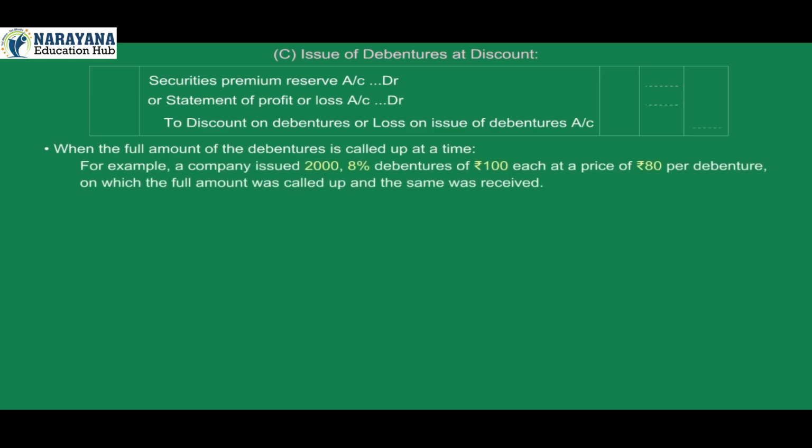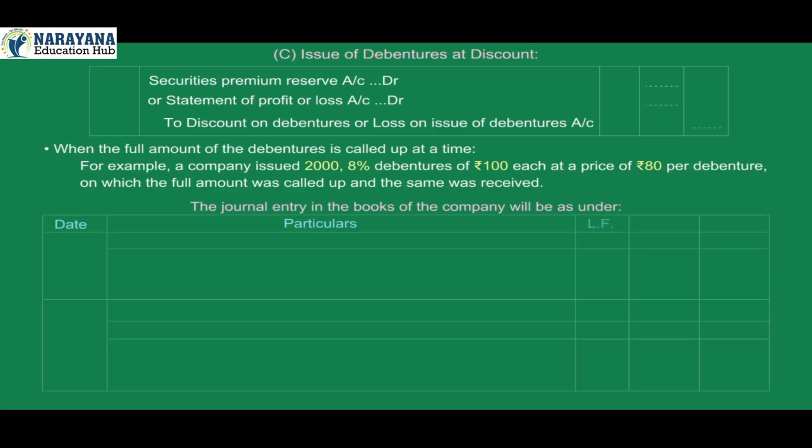For example, a company issued 2,000 8% debentures of Rs 100 each at a price of Rs 80 per debenture, on which the full amount was called up and the same was received. The journal entry in the books of the company will be as under: date, particulars, ledger folio number, debit, credit.